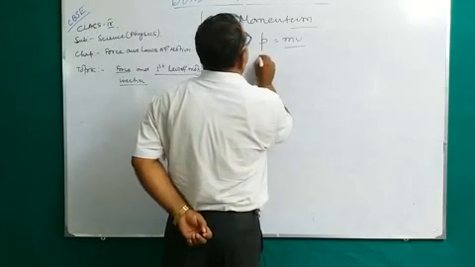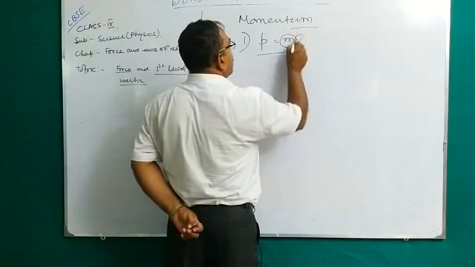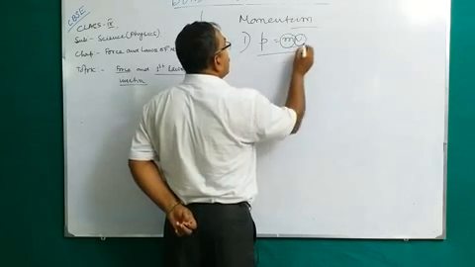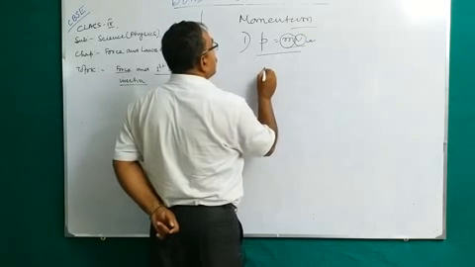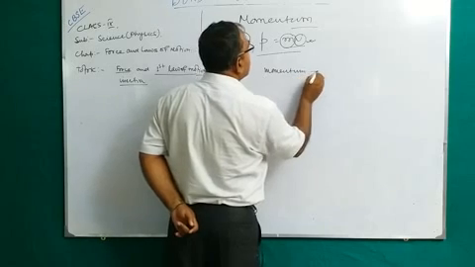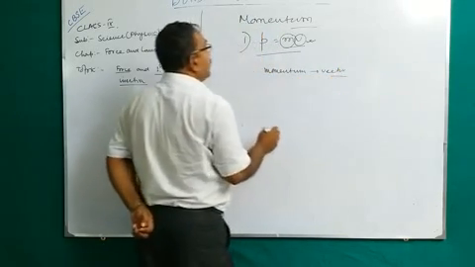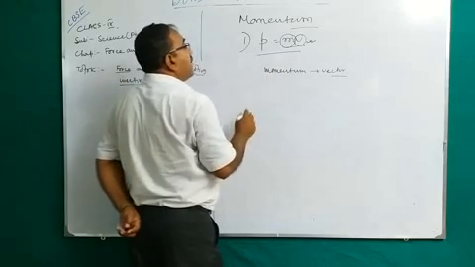The momentum is a vector quantity. Why is it a vector quantity? The mass is a scalar quantity, velocity is a vector quantity. Due to this, momentum is also a vector quantity. Okay. Momentum is also a vector quantity.